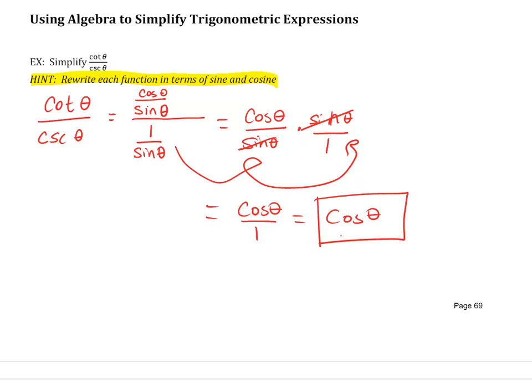In other words, the cotangent of theta divided by the cosecant of theta will always give me simply the same thing as cosine of theta. We've simplified that expression.